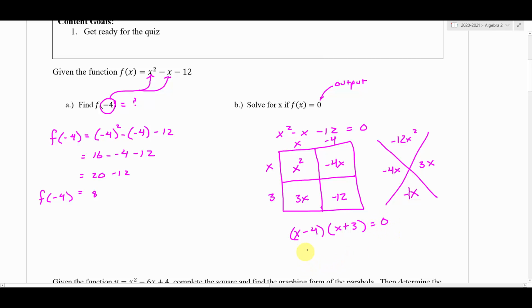And then using the zero product property, I can solve these by setting them both equal to 0. So I can say x minus 4 equals 0, and x plus 3 equals 0. And if I solve each of those, I'll get x equals 4 and x equals negative 3. And there's my two solutions. So we actually get two different inputs. There are two numbers that I can put in for x that will both get me a 0 on the output. All right, let's move on.